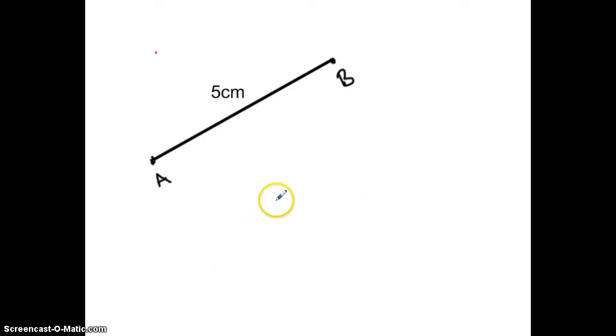You learned earlier in the semester that if we wanted to talk about this segment, we might say segment AB, and we draw a segment on top of the letters A and B. But if we want to talk about the length of AB, we do it a little differently. You write AB, you don't put any symbol on top, equals, and then you would write 5 centimeters.